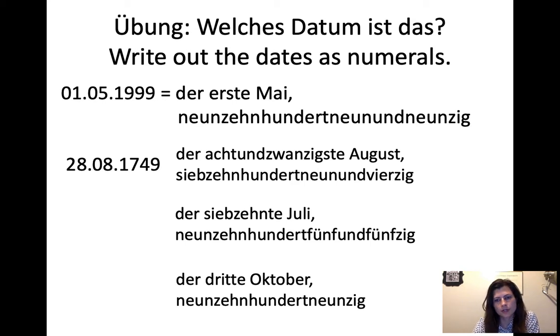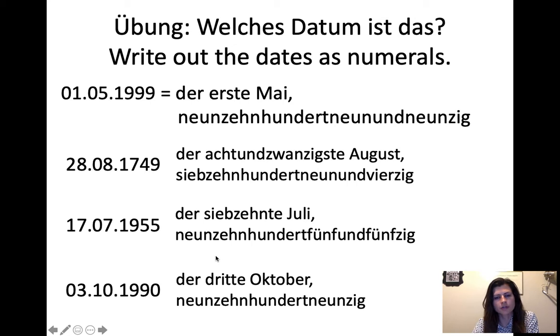Yes, if you are into dramas and poetry, you might like Goethe. Der 17. Juli 1955 would be then 17th of July 1955, which is the day that Disneyland opened. Der 3. Oktober 1990, which is, of course, our Day of German Unity that we had before. So it started, of course, in 1990, and then every year on the 3rd of October it's celebrated.